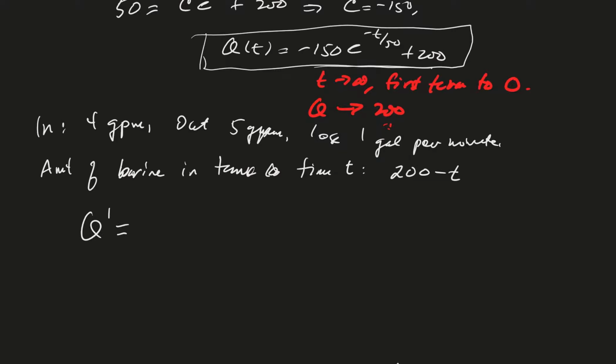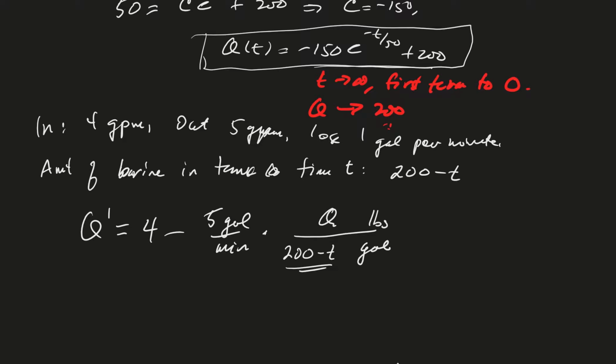Q prime is equal to 4 stays the same because we didn't change the incoming, but the outgoing now is going to be 5 gallons per minute, and now we're multiplying that times pounds per gallon. If we have Q here, we have 200 minus t here, right? By the way, we might notice that t is only going to be able to run from 0 to 200, right? Q of 0 is still 50. Good, because what happens at time 200? You don't have any salt anymore. The tank is dry. Good.